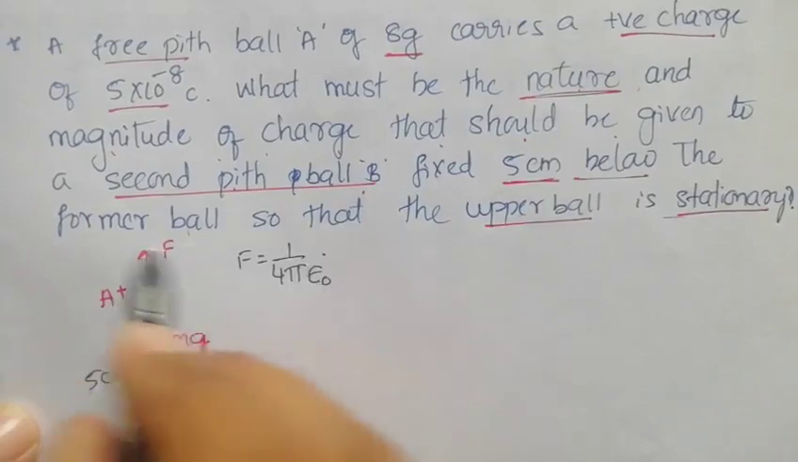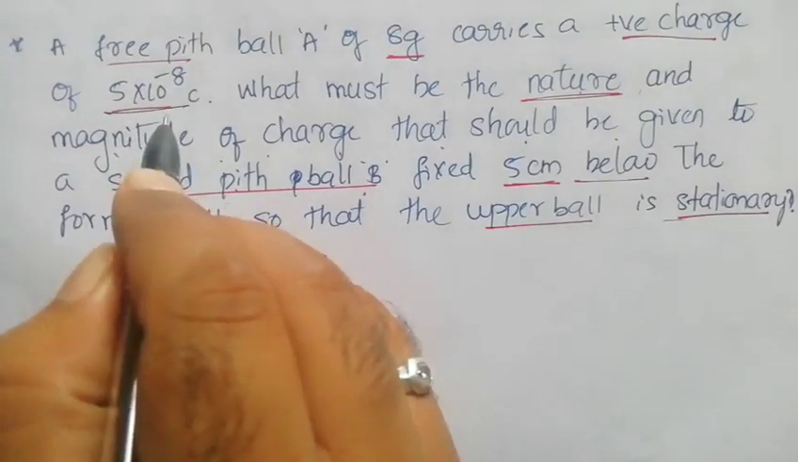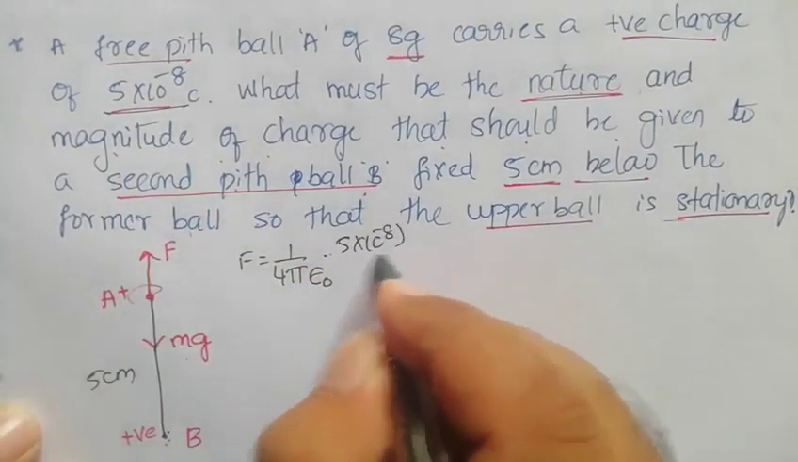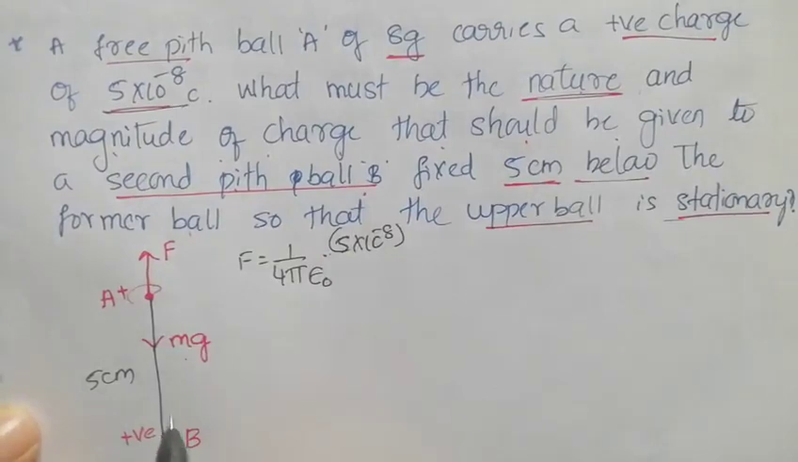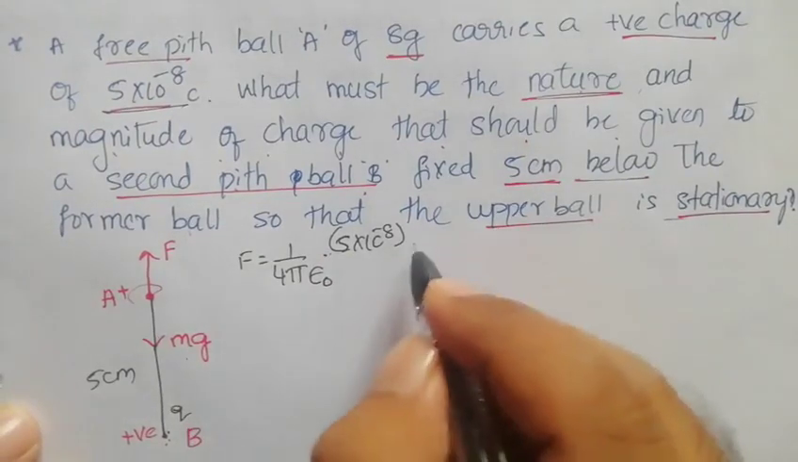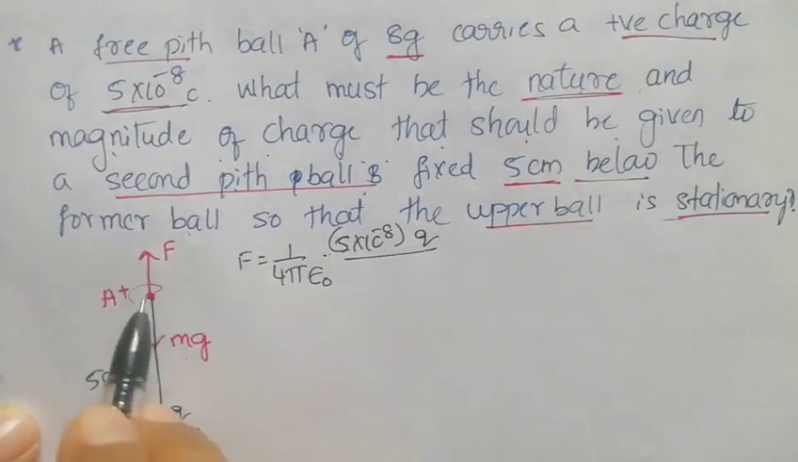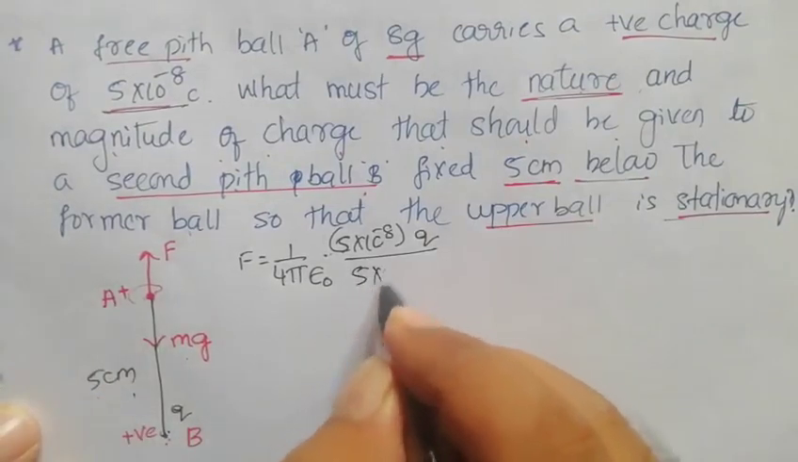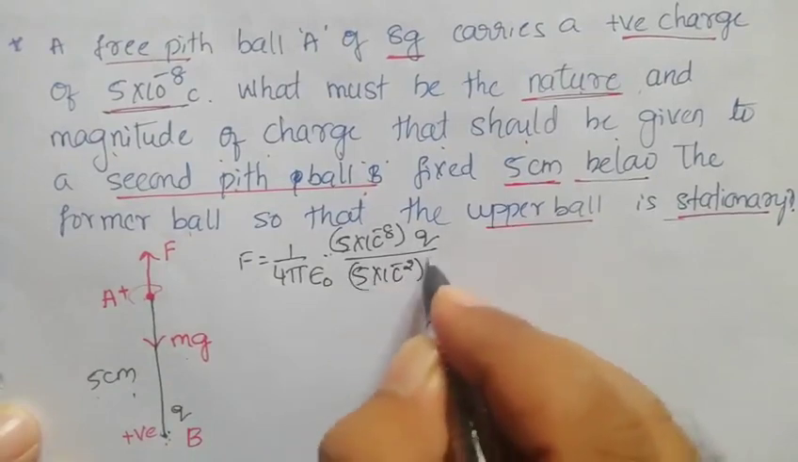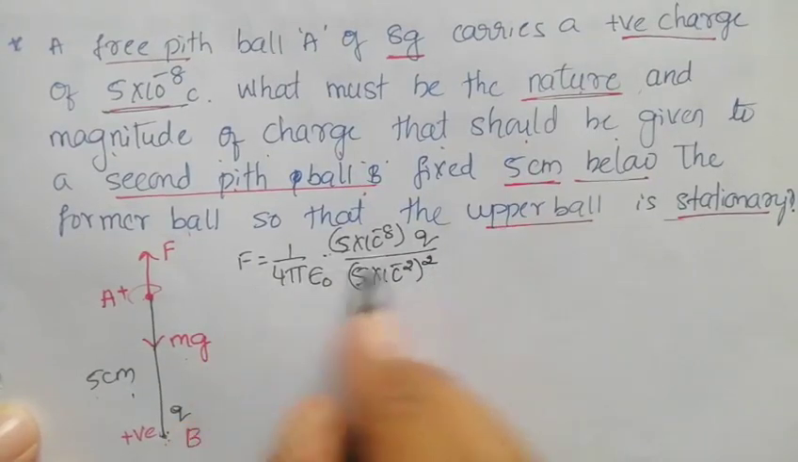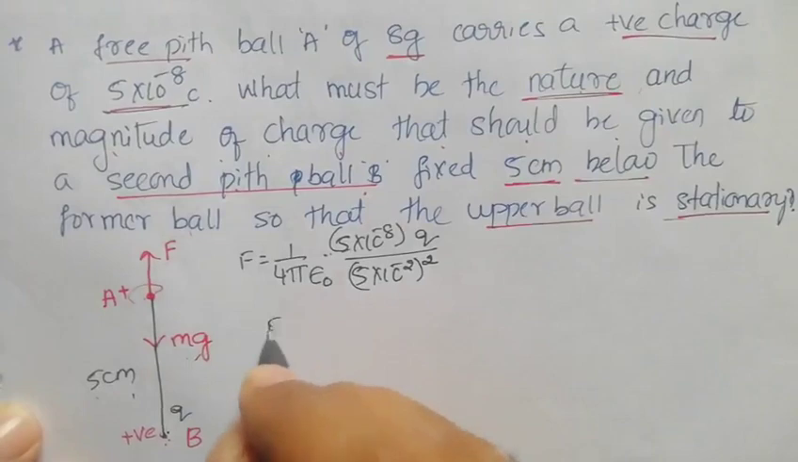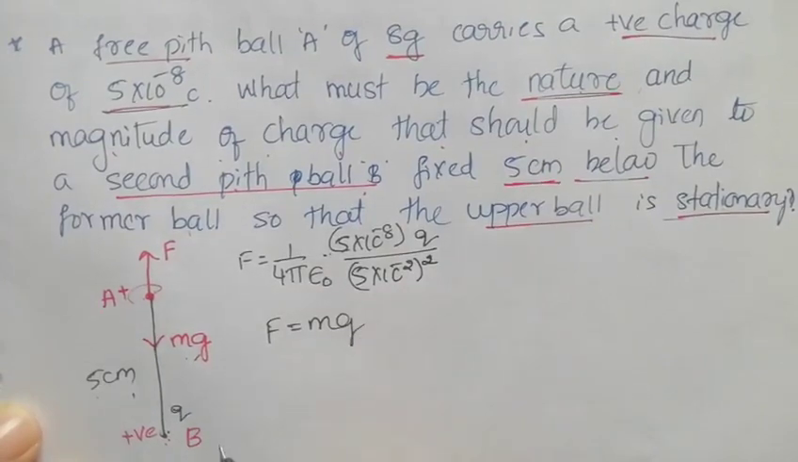This charge is how much? That is given here: 5 into 10 power minus 8. So let me take 5 into 10 power minus 8 multiplied by the value of this charge. Let me take it as Q, we don't know, into Q divided by the distance between these two, which is 5 centimeter. It will become 5 into 10 power minus 2, whole square. This force must be equal to what now? Mass into acceleration due to gravity. So from the diagram, F must be equal to m into g.